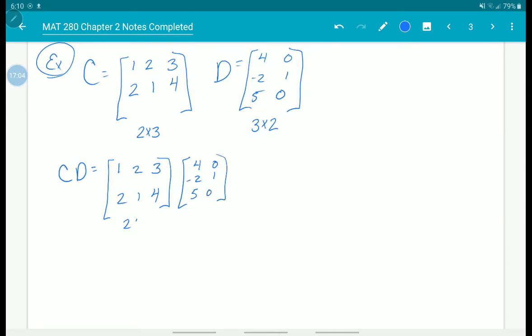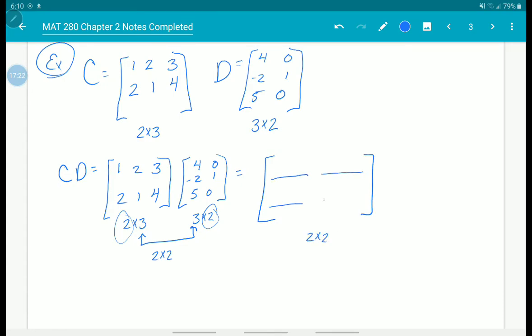So we have a 2 by 3, and then we have a 3 by 2. Notice the inside dimensions match. That means we're going to result in a 2 by 2. It's always whatever's left over on the ends. So our product will be a 2 by 2, which means we will have 2 rows and 2 columns, 4 entries. So if we were to write this out, I'm going to make this a little bit bigger.